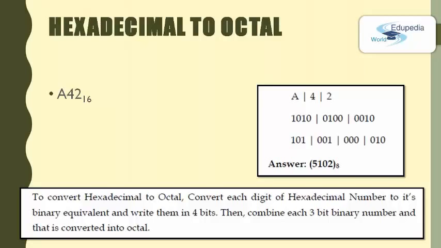The first group 010 is 2, the second group 000 is 0, the third group 001 is 1, and the fourth group 101 is 5. So combining this last result, we can obtain the octal number 5102. So this is the process of hexadecimal to octal conversion.